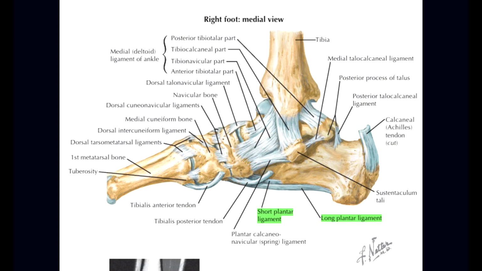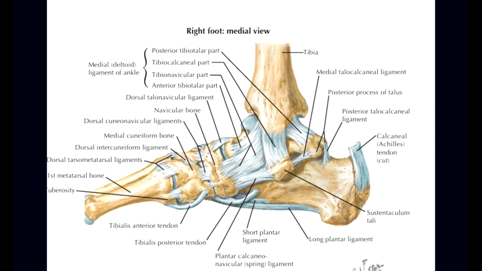Tendinous structures in the medial view. Now let's focus on the tendons. The tibialis posterior tendon courses inferior to the medial malleolus, inserting onto the navicular tuberosity and medial cuneiform, but also sending slips to the other tarsal bones.